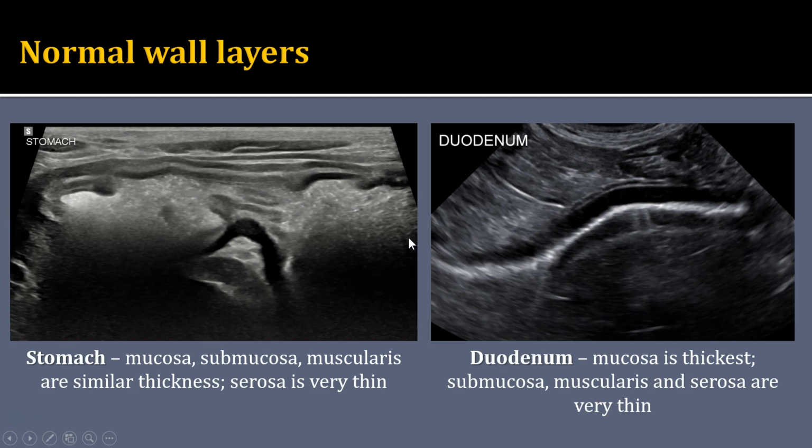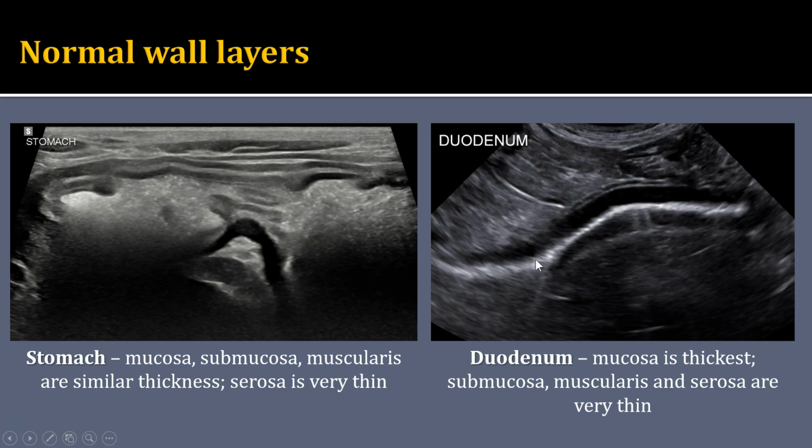Here's an example of a longitudinal image of the stomach, and this shows us that the proportion of the layer thickness is a little bit different in the stomach. When we look at this, this is luminal echogenic content. The mucosa and the submucosa and the muscularis are all similar in thickness, so still hypoechoic, hyperechoic, hypoechoic, and then the outer serosa here is again very thin.